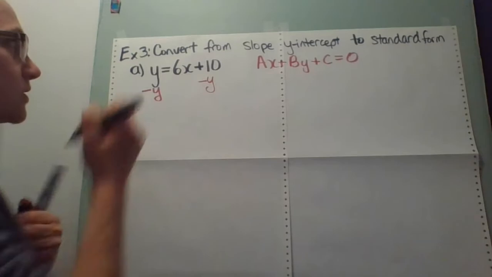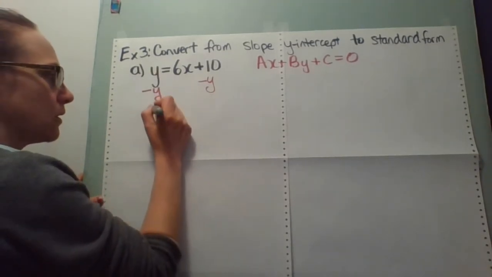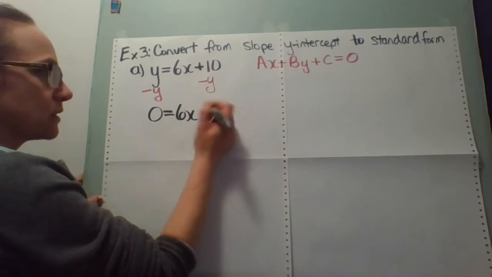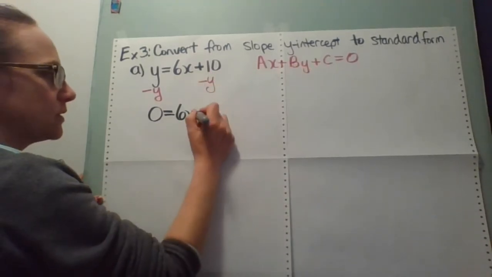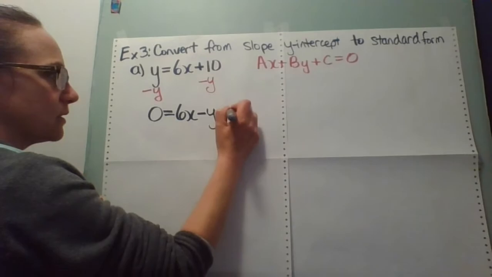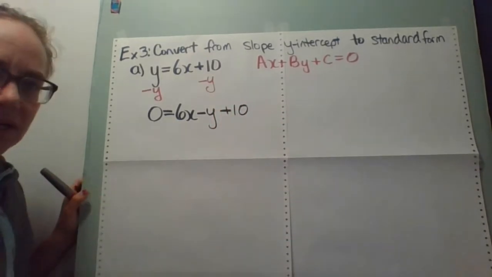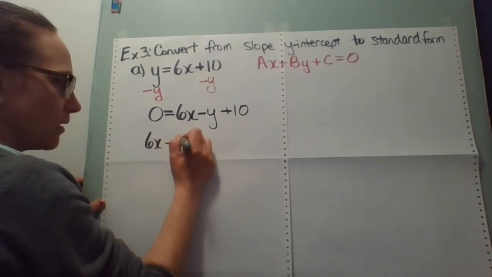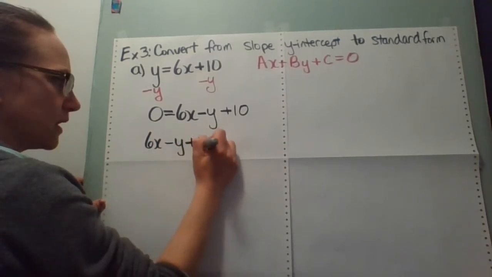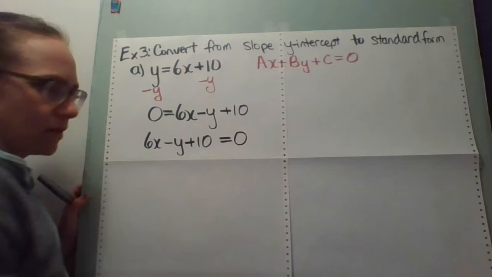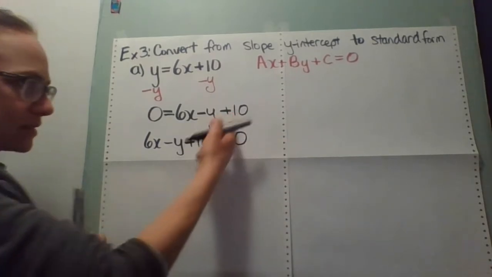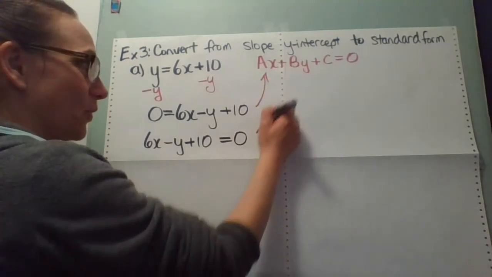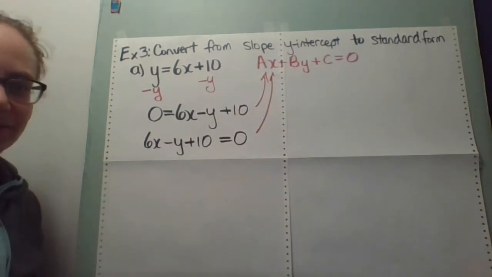And what does that leave us with? Well, this is now gone. So we've got 0 equals 6x, let's keep our order here, minus y plus 10. And we're done. We did it. If you want, you can put the 6x at the start, minus y plus 10, and put the equal 0 on the other side. That's fine, but that's standard form. We did it. Nice work. Both of these count as standard form.